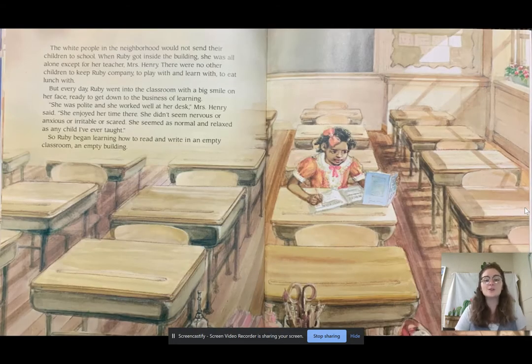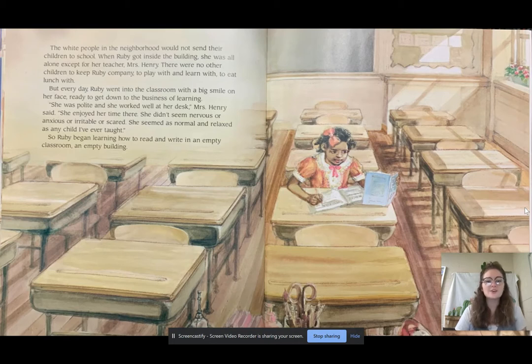The white people in the neighborhood would not send their children to school. When Ruby got inside the building, she was all alone except for her teacher, Mrs. Henry. There were no other children to keep Ruby company, to play with and learn with, to eat lunch with. But every day, Ruby went into the classroom with a big smile on her face, ready to get down to the business of learning. She was polite and worked well at her desk, Mrs. Henry said. She enjoyed her time there. She didn't seem nervous or anxious or irritable or scared. She seemed as normal and relaxed as any child I'd ever taught.